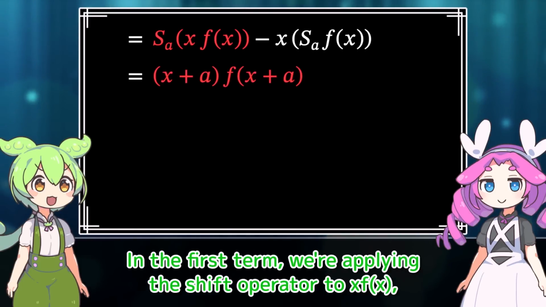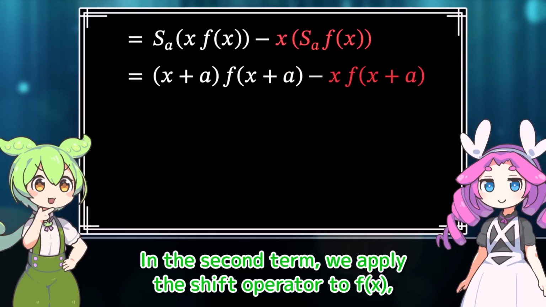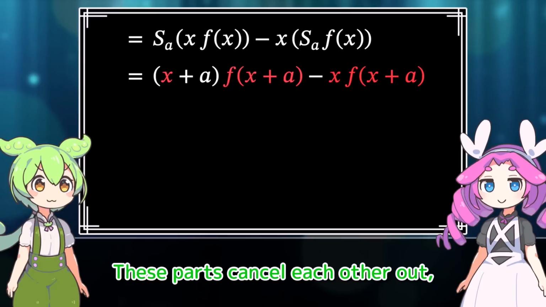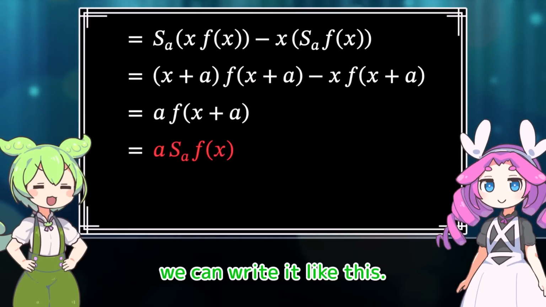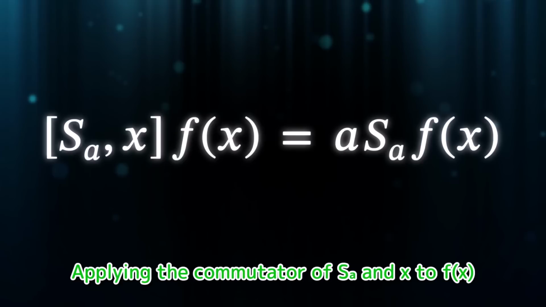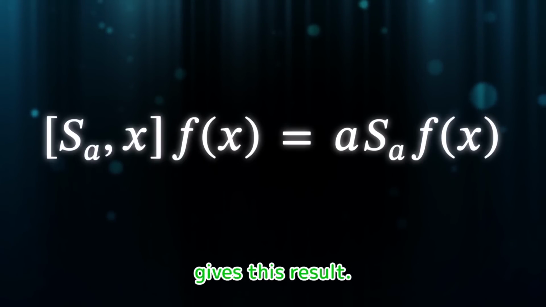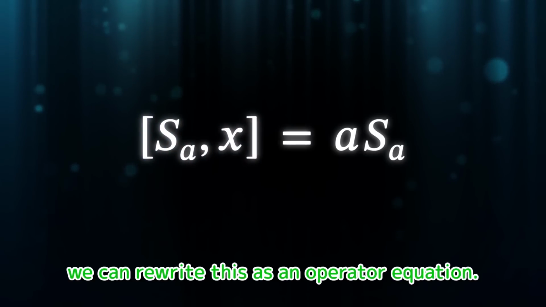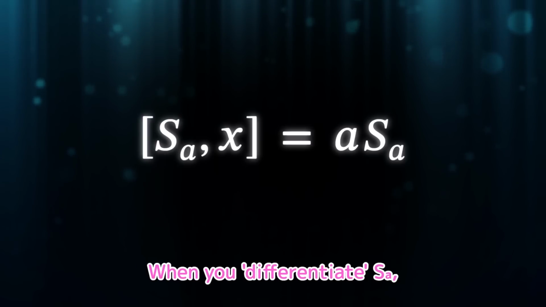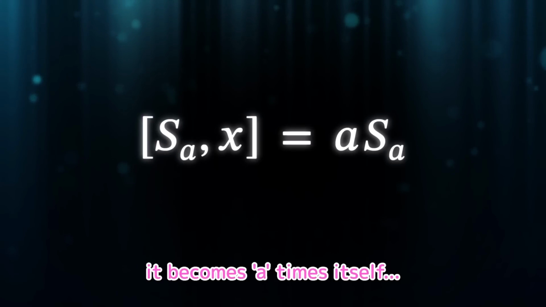In the first term, we're applying the shift operator to x f of x, so it turns into this. In the second term we apply the shift operator to f of x, so that part looks like this. These parts cancel each other out, so we're left with just a f of x plus a. And using the shift operator again, we can write it like this. Okay. Applying the commutator of s sub a and x to f of x gives this result. Since f of x appears on both sides, we can rewrite this as an operator equation. That's a pretty simple result. When you differentiate s sub a, it becomes a times itself.